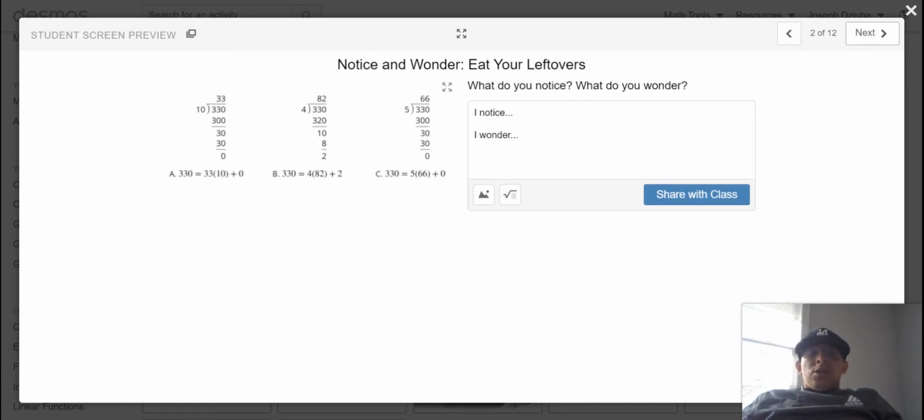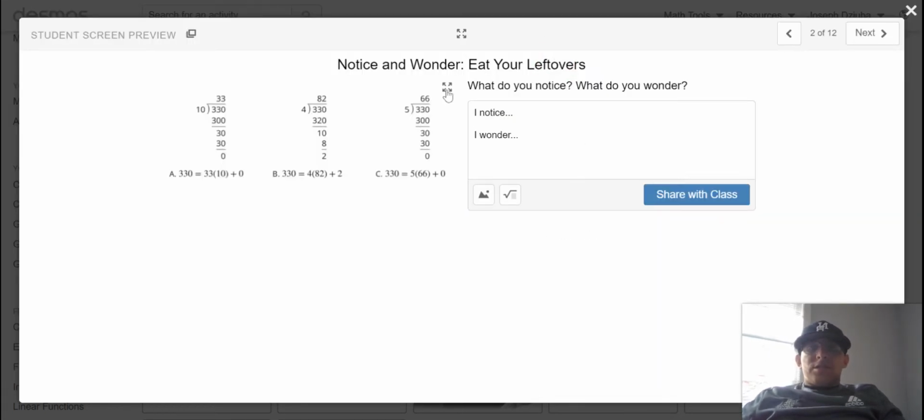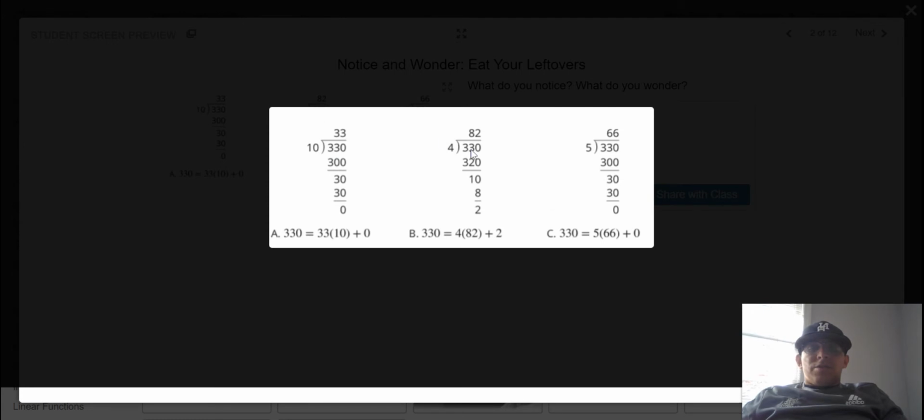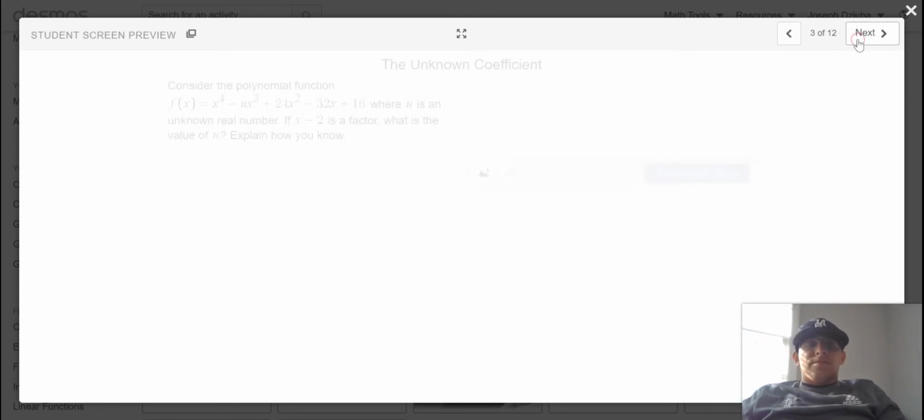So, to start, we are going to have a notice and wonder, eat your leftovers. So we have 3 iterations of long division with some numerical statements here. Take a look at what is unfolding mathematically and share with me and your peers 2 things that you notice and 2 things that you wonder.